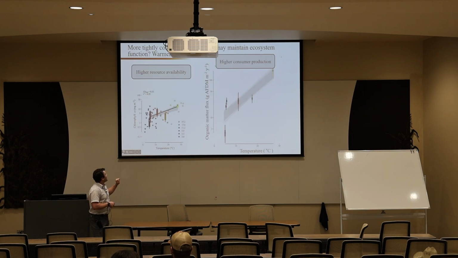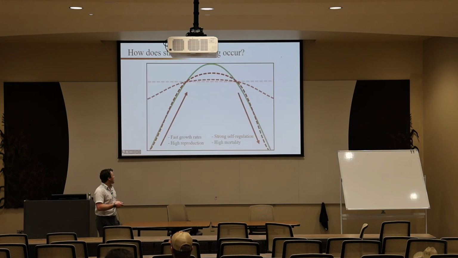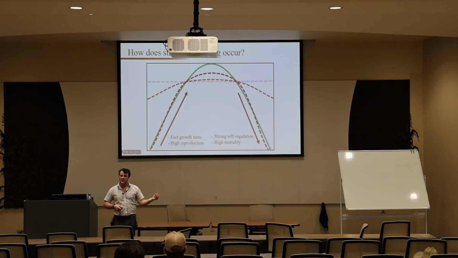And so getting into our first question, we know that warmer systems have more resource availability and more total ecosystem function, so the amount of energy that flows through these systems is higher at higher temperatures. So we have this example where these warmer systems are maintaining ecosystem function, and there's not a clear loss of efficiency or anything like that that we observe. So how does this strong coupling occur, right? We know that in order to match this rate of resource availability, you need fast growth rates and high reproduction. And then to mirror this reduction in resource availability in the winter or fall season, you need strong self-regulation and high mortality, which we inferred existed from our consumer resource models.